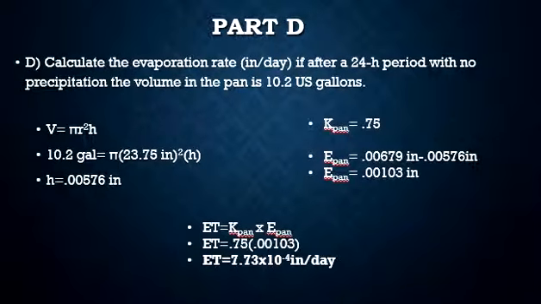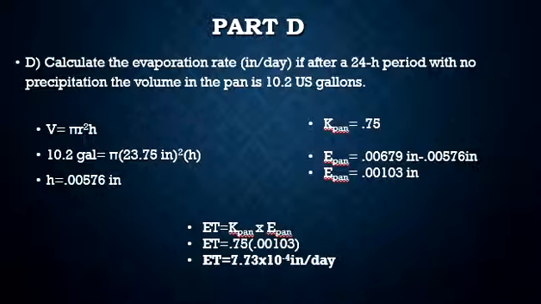For this part of the question, we are asked to calculate the evaporation rate when we know the volume of water in the pan. First, we will use this volume of the cylinder formula to calculate the height of the water in the pan after evaporation. We set this volume equal to 10.2, which is given in the problem. Then we fill in the rest of the information with known variables. We know we're looking for h because that's the depth of the water. And we calculate h as 0.00576 inches.